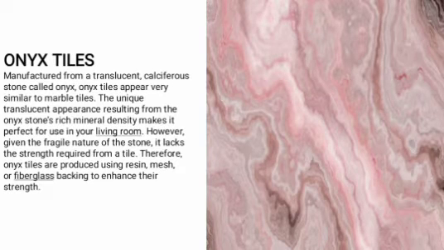Okay, number one is the Onyx Tile, manufactured from a translucent calciferous stone called onyx. Onyx tile appears very similar to marble. The unique translucent appearance resulting from the onyx stone's rich material density makes it perfect for use in your living room. However, given the fragile nature of the stone, it lacks the strength required from a tile. Therefore, onyx tiles are produced using resin, mesh, or fiberglass backing to enhance their strength.